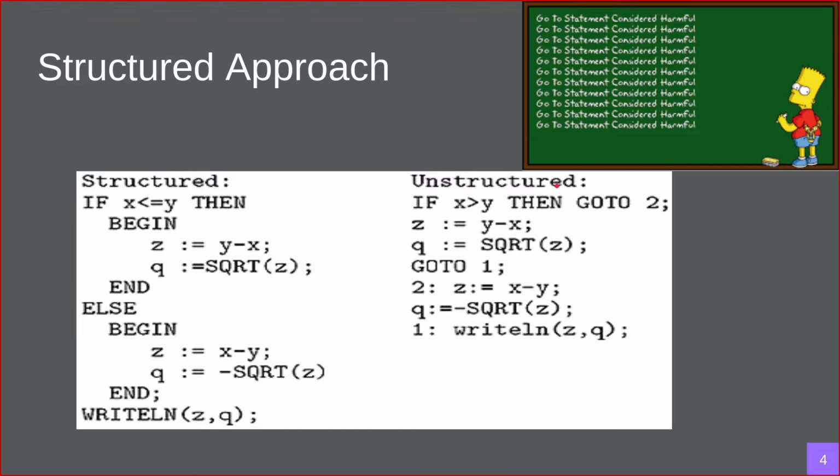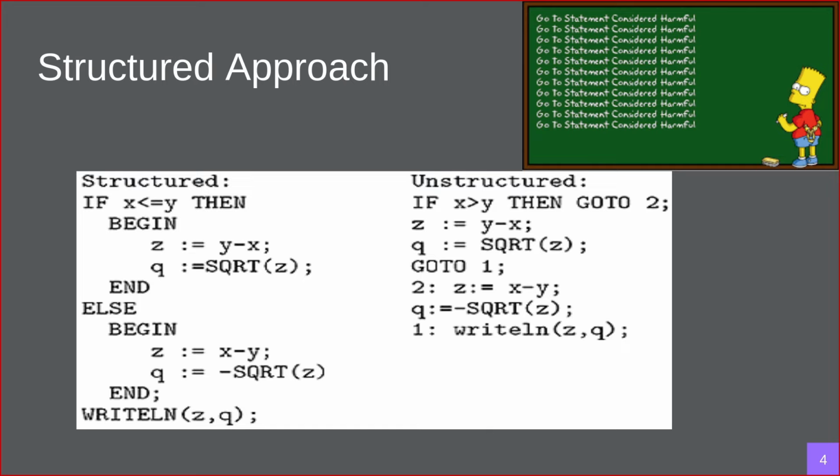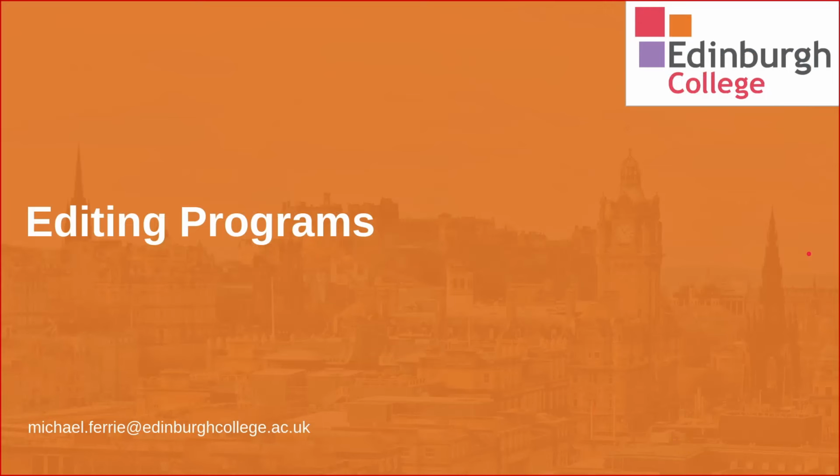So as long as we know that an unstructured approach uses go-to statements, and a structured approach has loops, and you can see that the code works its way around. Okay, so this is a much older form of programming, and that is all you need to know on the difference between structured and unstructured programming. Okay, so the next topic is editing programs. Now this is a very easy one as well.